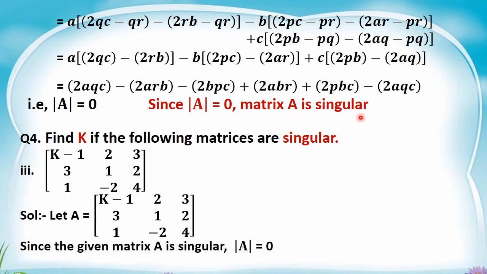singular. Next question. Find K if the following matrices are singular. So in the third question I consider, because it is a little big matrix, a third order matrix. We already have the condition given: the matrix is singular, which means determinant of A is equal to 0. So we will find the determinant and equate it to 0 so that we can calculate the value of K.